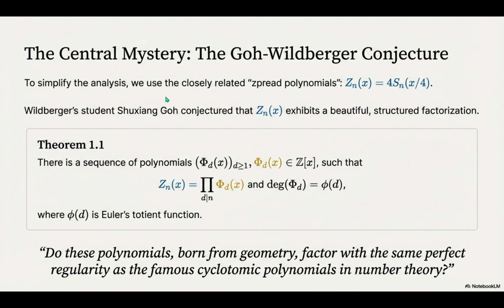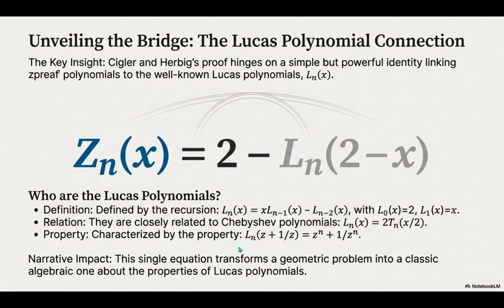And this is where the real genius comes in. The proof by Sigler and Herbig connects this new Z polynomial to a completely different, much older family of functions. That's the masterstroke. They found this one powerful identity linking Z_n of x to the well-known Lucas polynomials. The identity is Z_n of x equals 2 minus L_n of 2 minus x. Wait, okay, let me just absorb the power of that. That one little equation completely transforms the problem.